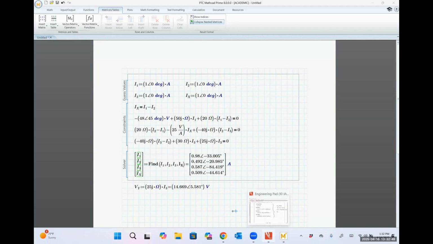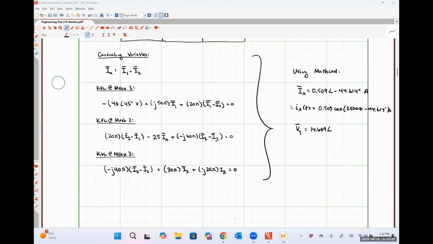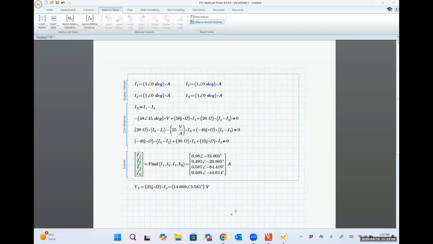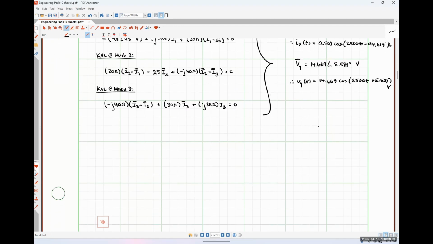And then we also found Vy to be 14.669 with an angle of 5.581 degrees volts. And from this, Vy of t is 14.669 cosine 2500 t plus 5.581 degrees volts. Sorry, I was running out of space down there.